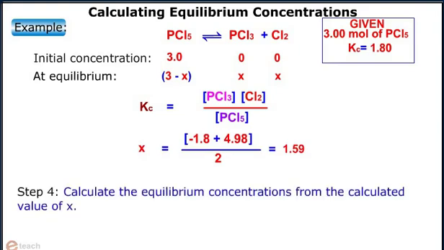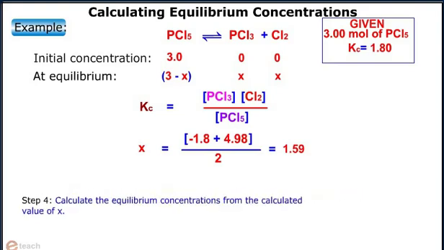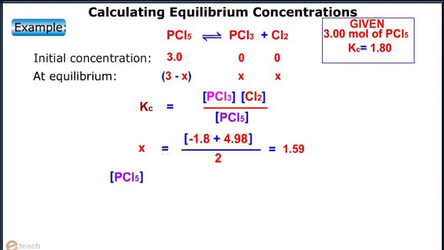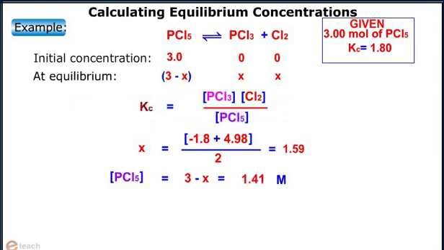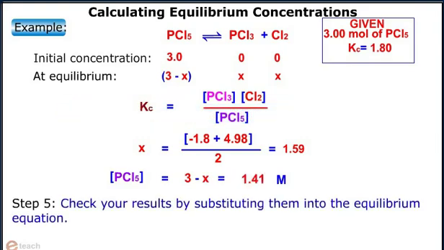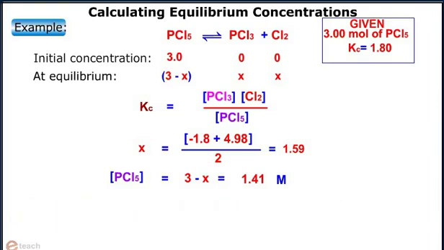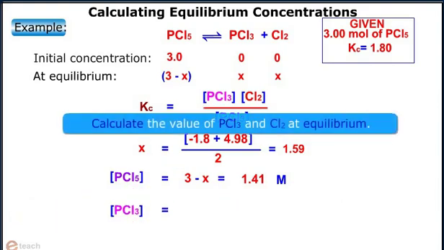Step 4. Calculate the equilibrium concentrations from the calculated value of x. Concentration of PCl5 equals 3 minus x, which is equal to the calculated value. Calculate the value of PCl5 at equilibrium. Step 5. Check your results by substituting them into the equilibrium equation. Calculate the value of PCl3 and Cl2 at equilibrium.